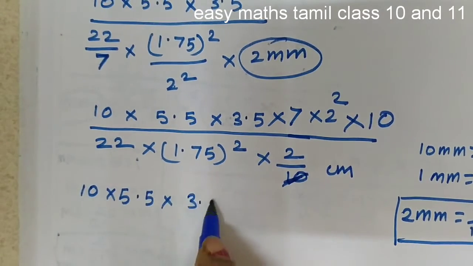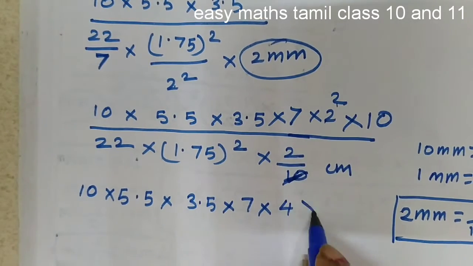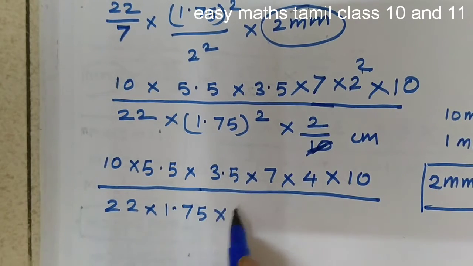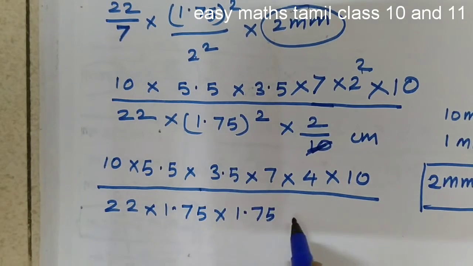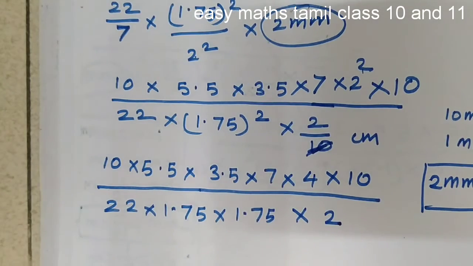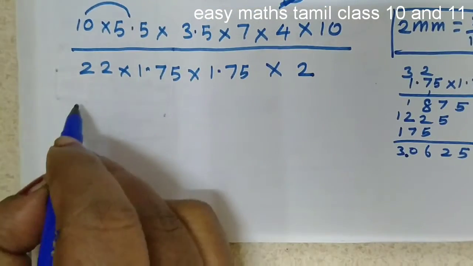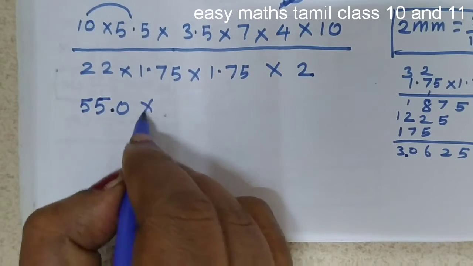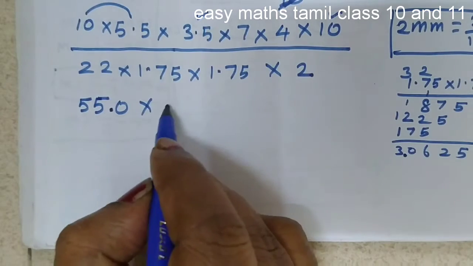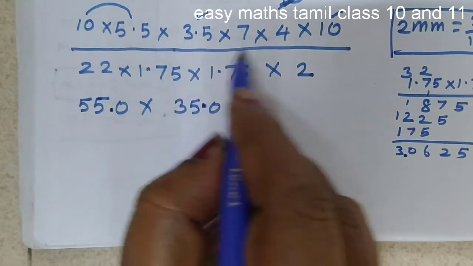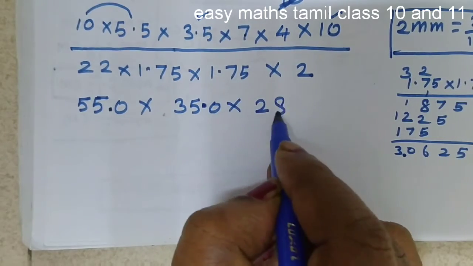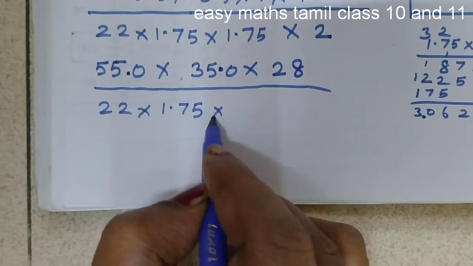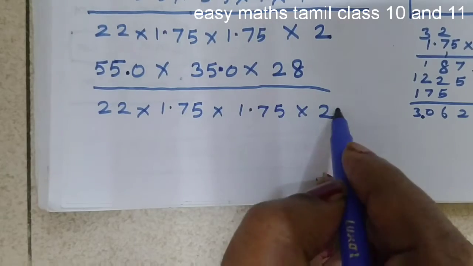10 into 5.5 into 3.5 into 7 into 2 2s are 4 into 10 divided by 22 into 1.75 into 1.75. 10 into 5.5 is 55. 3.5 into 10 is 35, place the decimal point after one digit. 7 into 4 is 28 divided by 22 into 1.75 into 1.75 into 2.